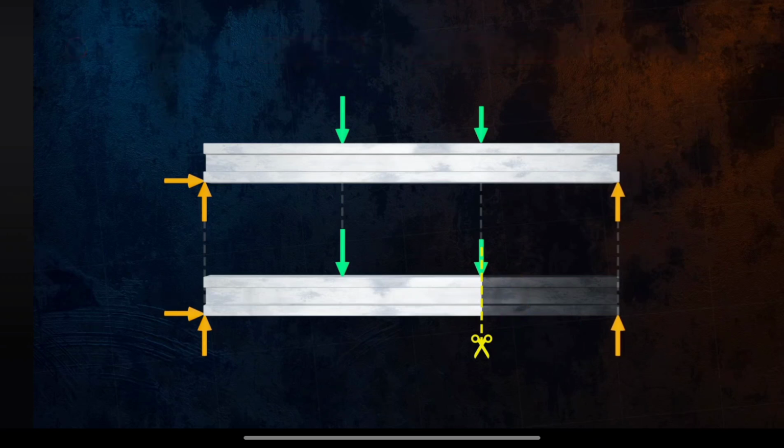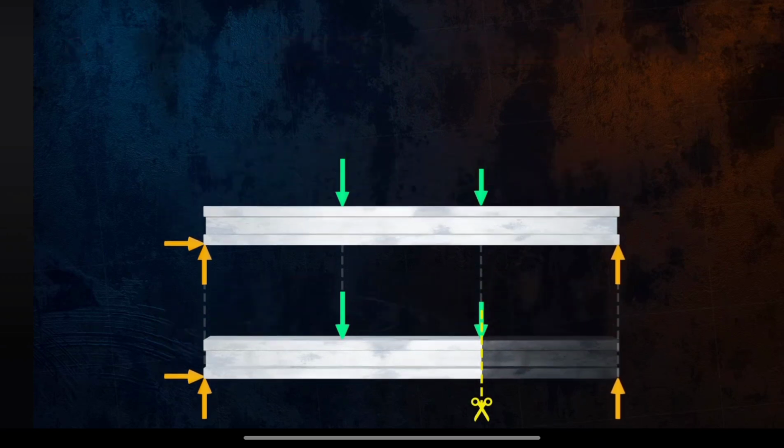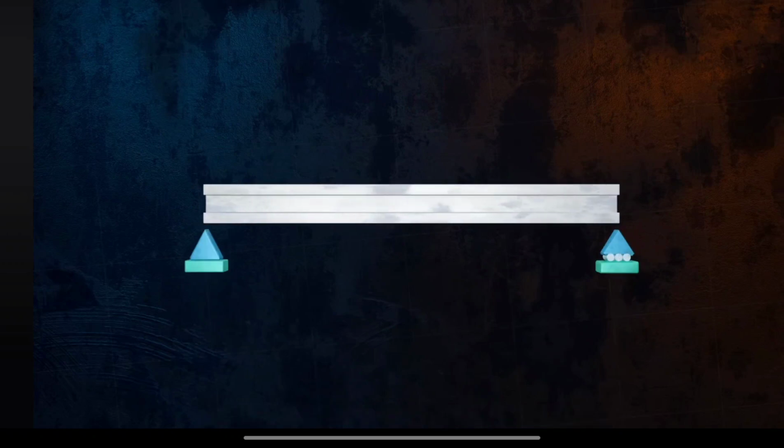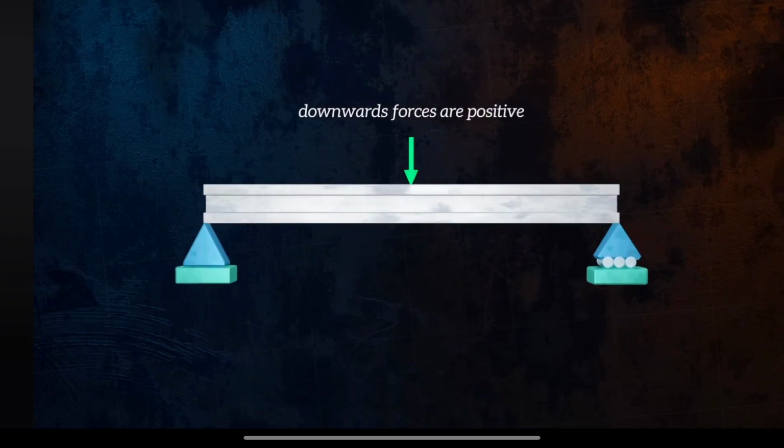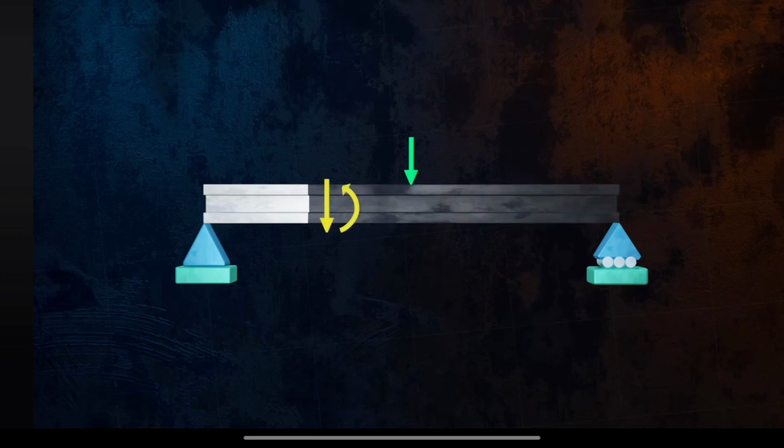Now is a good time to define the sign convention we will be using. Applied forces will be positive if they are acting in the downwards direction. For shear forces and bending moments, the positive sign convention will be as shown here. If the beam is on the left side of our cut, shear forces pointing downwards will be positive. If the beam is on the right side of our cut, shear forces pointing upwards will be positive.